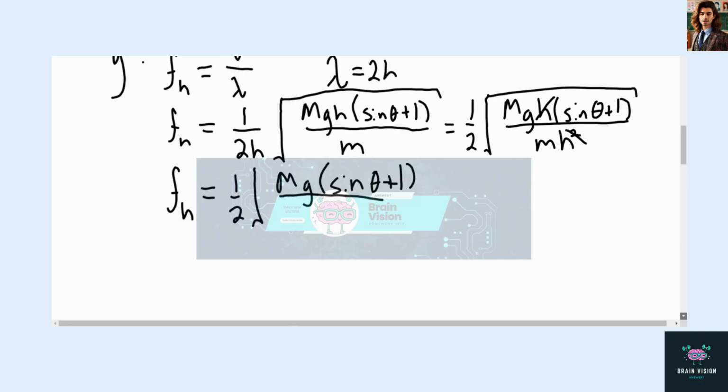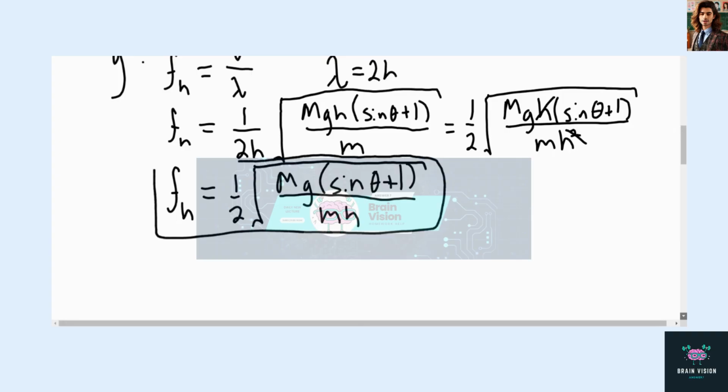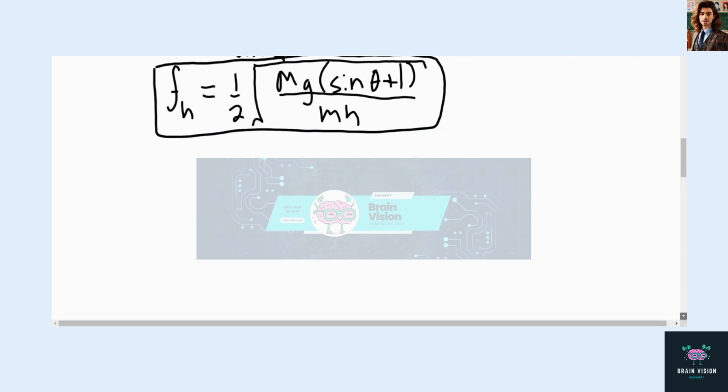And then all of that is divided by little m times h. And there we go. So that's our answer for part G. And then part H, we are given numerical values for big M, little m, h, and theta, and we need to figure out what f of h is numerically for these values. So I'll go ahead and write down the values for all the variables.